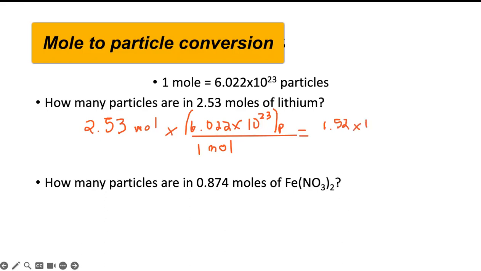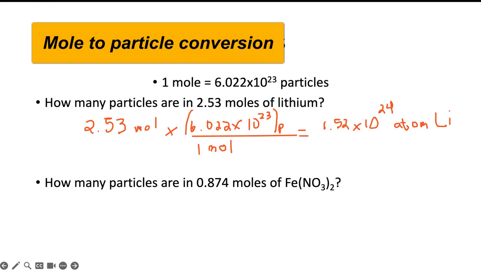Now, none of these numbers seem reasonable because they are so large. They're bigger than any number that we've ever thought of. So how do we know whether or not this is a reasonable number of atoms or particles of lithium? The way that you would check is to ask, is it greater than 6.022 times 10 to the 23rd particles or smaller?